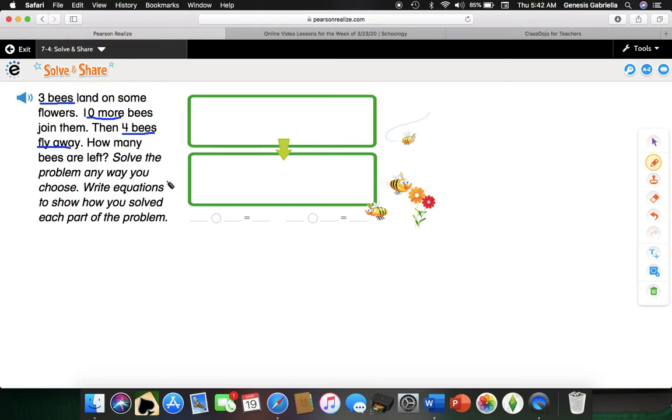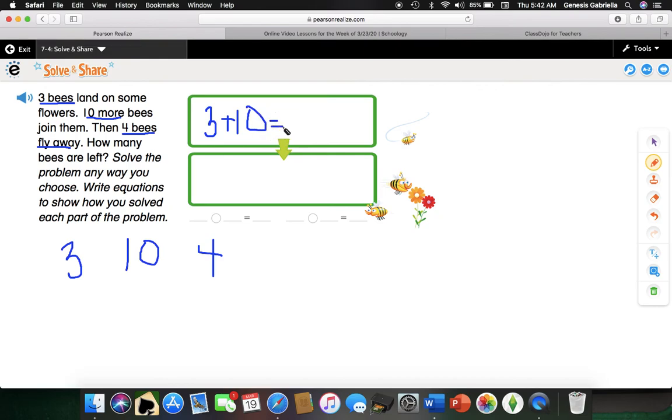So there's two parts to this problem. First, we know that 3 bees land on some flowers, right? And then there's 10 more that join them, and then 4 fly away. So these are my important numbers. So the first thing I'm going to do in this box, I'm going to draw the number 3. So we know that it's going to be an addition problem first because it says 10 more bees join the 3 bees. So I'm going to do 3 plus 10.